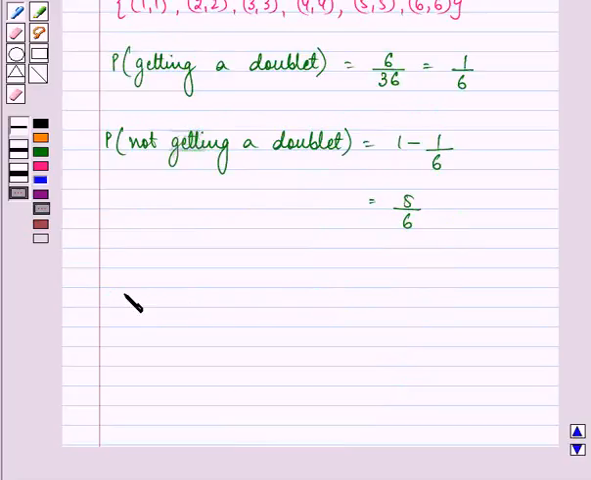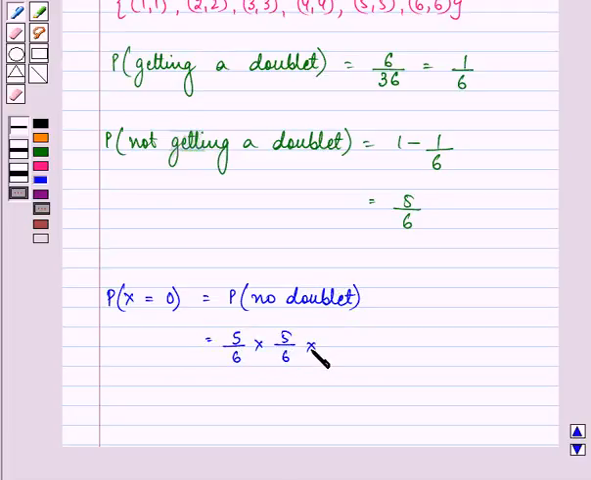Now let us find out, first of all, probability when X is equal to 0. That is probability of getting no doublet. That is equal to 5 by 6 into 5 by 6 into 5 by 6 as the pair of dice is thrown 3 times. So, after simplifying, we have the value as 125 upon 216.